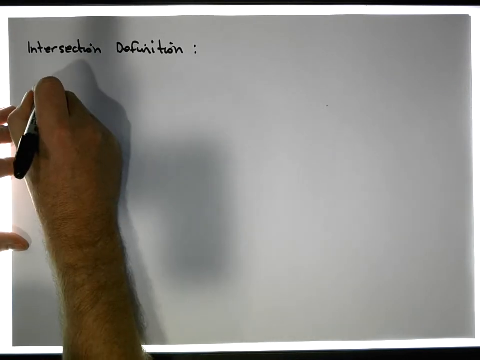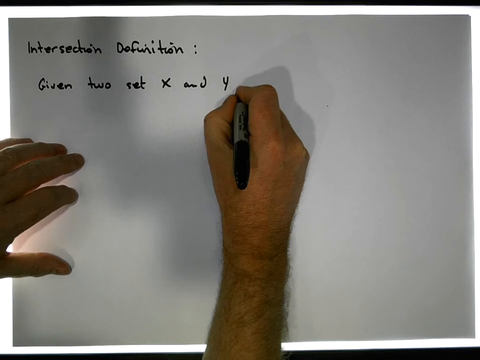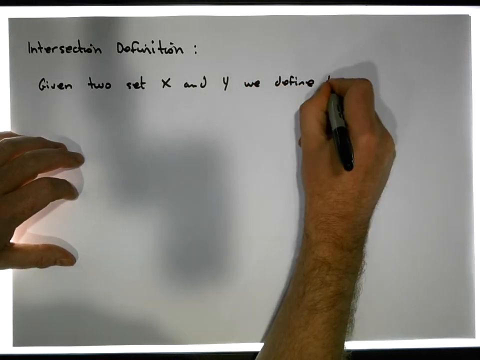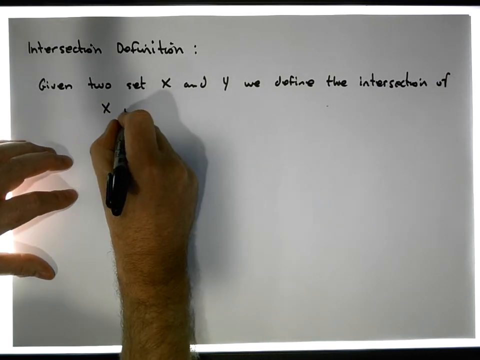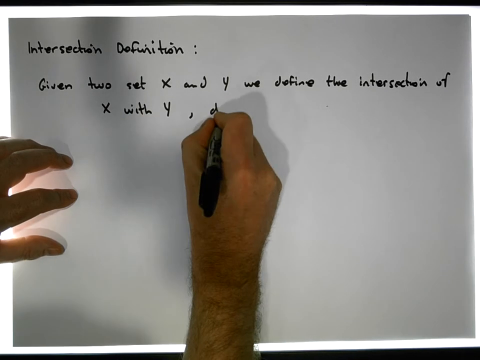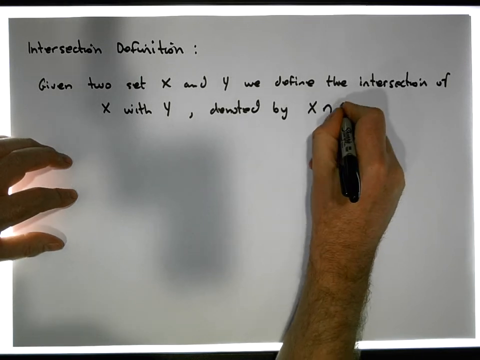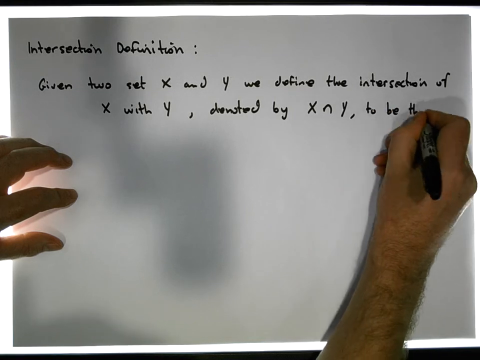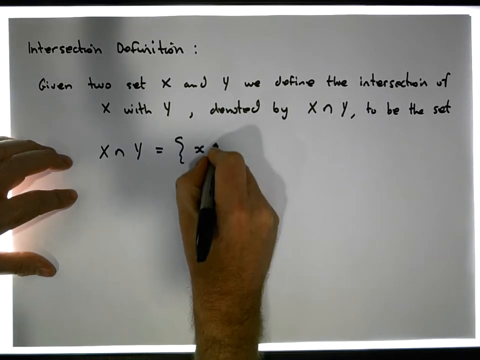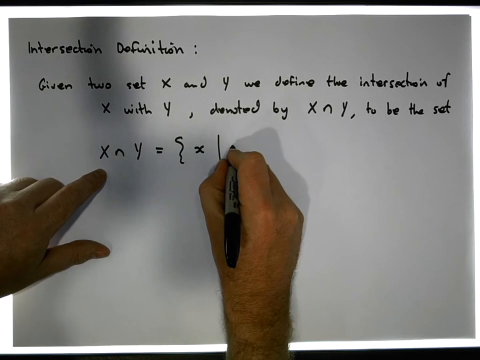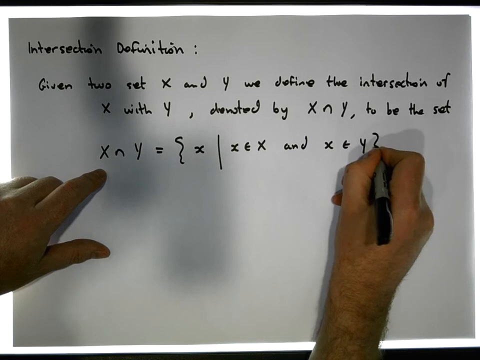So what I'm going to say is, given two sets X and Y, we define the intersection of X with Y, denoted by X intersected with Y, to be the set, a new set that contains members, and the condition associated with the members is that the members must be elements of X and the members must be elements of Y. So this is our definition.